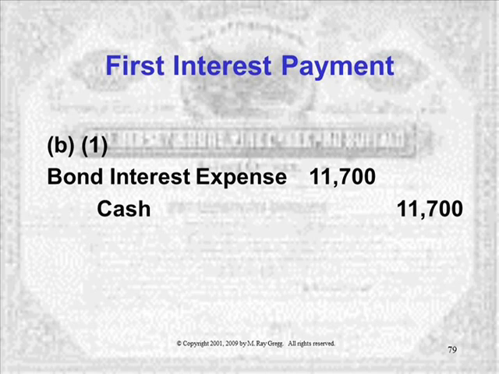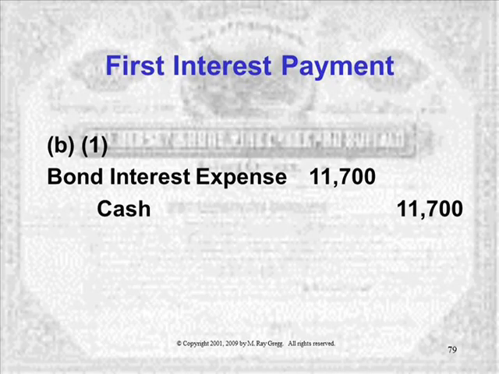I debited bond interest expense for $11,700, like we've been referring to, and I credited cash for $11,700. It says the first semi-annual interest payment. We paid cash. We are going to debit interest expense and credit cash. She used the book's correct name, bond interest expense.